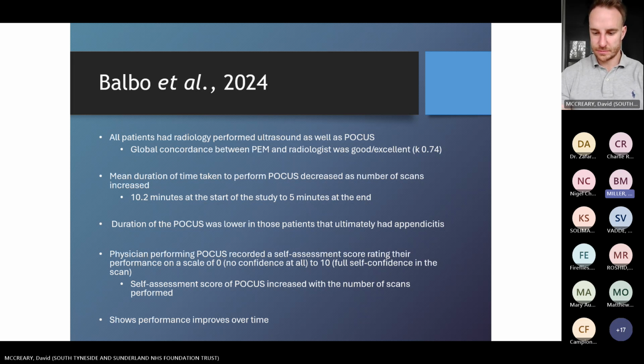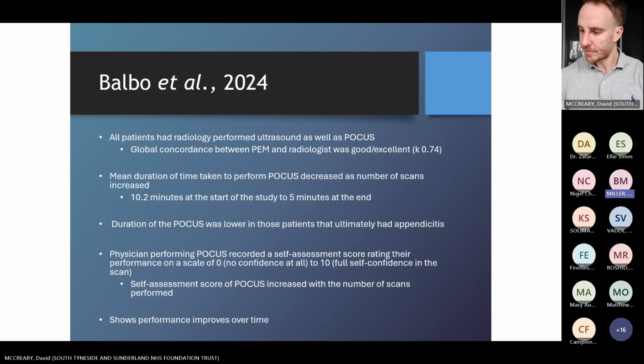So as people became more confident, it wasn't taking as long. Initially it was taking people about 10 minutes. Towards the end of the study, the mean was only about 5. Just again showing that experience improves not only your ability to do it and rule in or rule out, but how quick you're able to perform it as well.